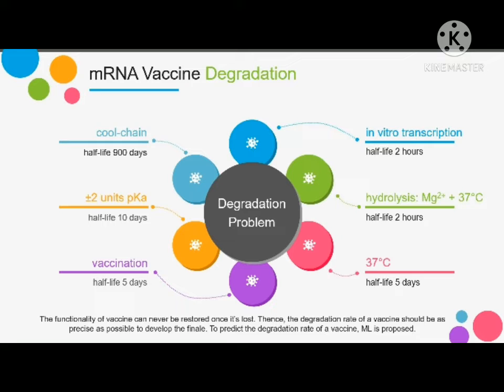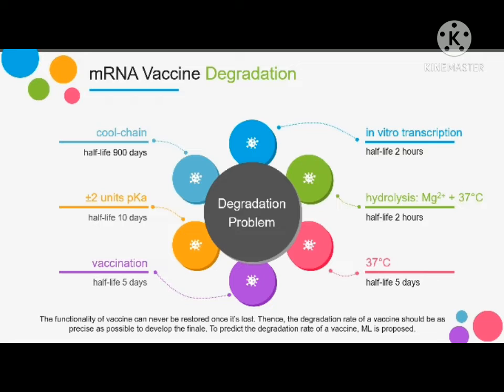Environmental conditions have a great impact on the degradation rate of mRNA vaccines. As an illustration, under refrigerated cold chain transport conditions, the mRNA vaccine has a half-life of 900 days, with 98% intact after 30 days. In addition, the half-life of an mRNA vaccine will reduce from 900 days to only 10 days if there is an occurrence of a pKa shift even as small as 2 units.